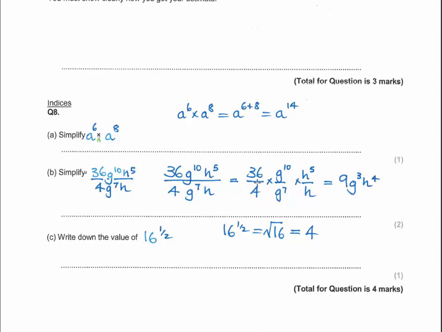So this is 36 divided by 4, which is 9. Then the g's are going to be g to the power of 10 divided by g to the power of 7. Well, you subtract the powers when you divide, just like you add them when you multiply. So that's going to be g to the power of 10 take away 7, 3. And this is going to be h to the power of 5 divided by h, which is like there's an invisible 1 there. So it's 5 take away 1, 4. So basically the knack is to separate everything.